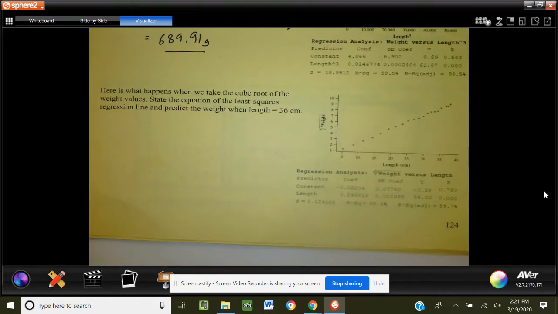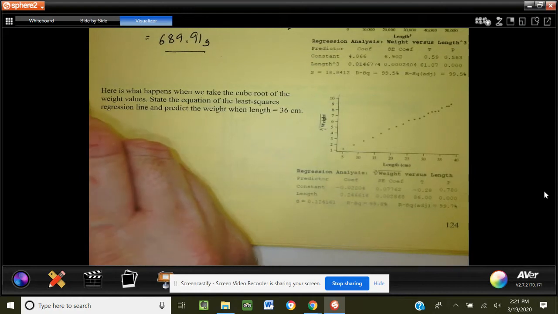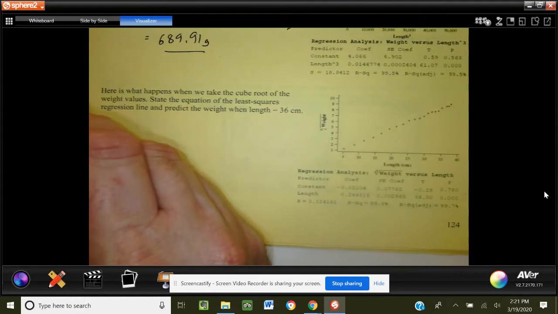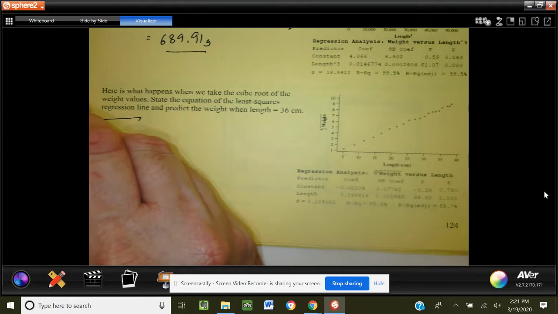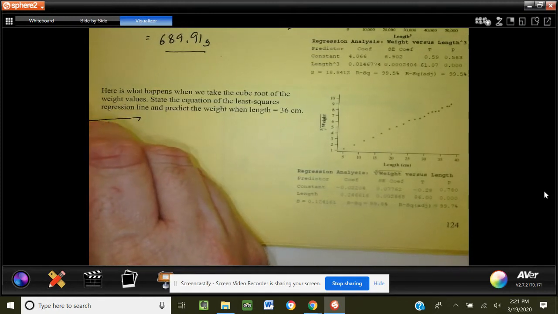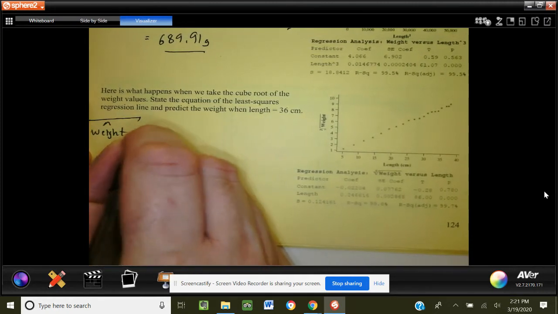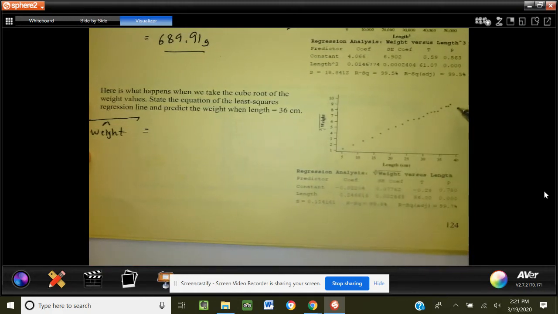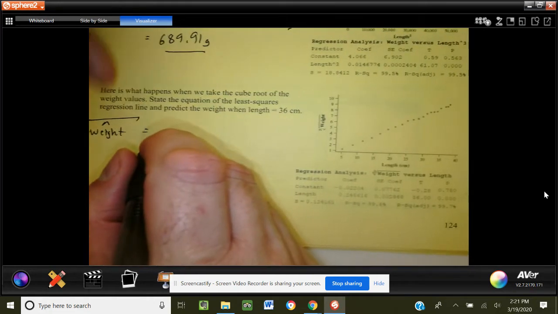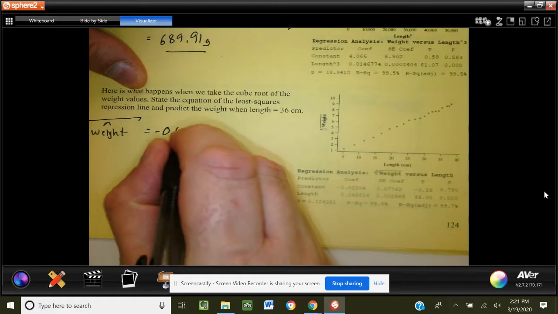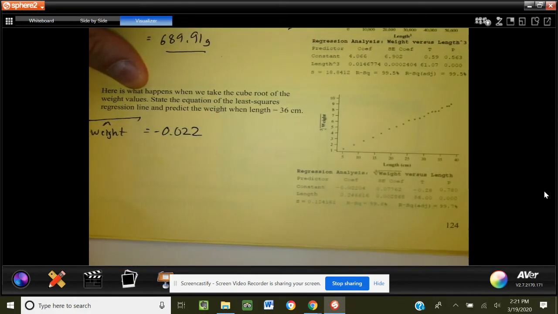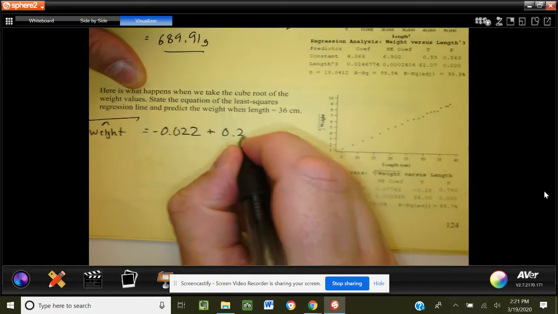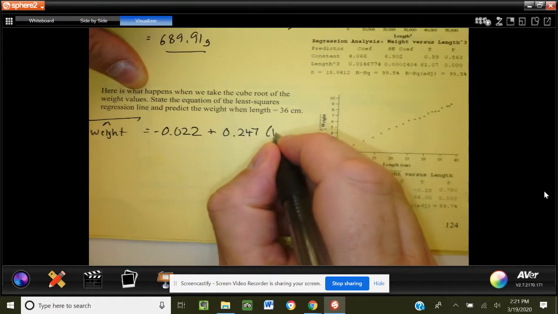Well, how does that work? Well, we would have the cube root of the predicted weight is equal to our y-intercept. And again, this actually looks like even a straighter line than the one above. So our y-intercept would be negative 0.022, round that a little bit, plus our slope is 0.24, about 7, times the length.